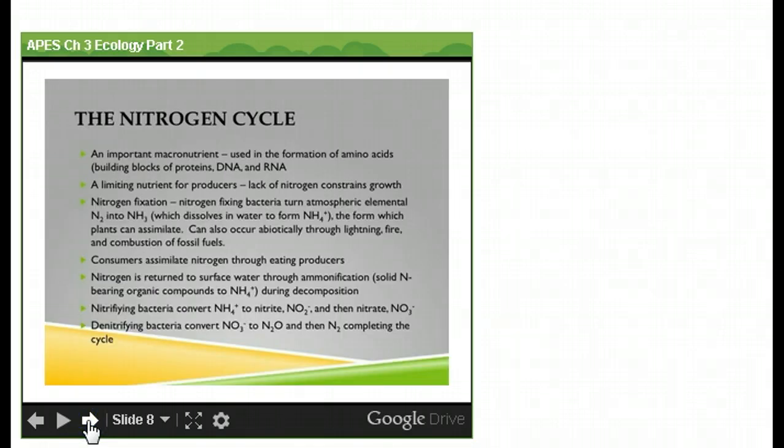So here are the steps of the nitrogen cycle. Remember, it's an important macronutrient. Macro means great, a big nutrient that we need, and it's in proteins and DNA and RNA. It's a limiting nutrient, which means that if you do not have enough nitrogen in the soil, then you cannot have enough growth of the plant. We have nitrogen fixation, so make sure you know that. And you also have nitrifying and denitrifying bacteria. So we have to know the difference between the two.